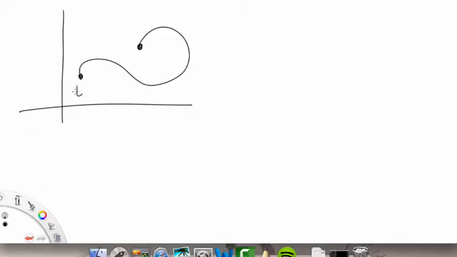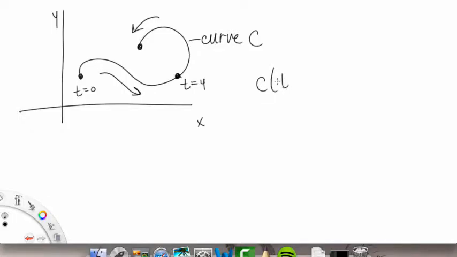This is when t equals 0, let's say. This is our x and our y axes. And it moves this way as t increases. Let's say this is where t equals 4. We're at this point, this x and y coordinate. And then we keep going, keep going. Let's say this thing is curve C. I'm going to name it C, and basically what it is is C of t.